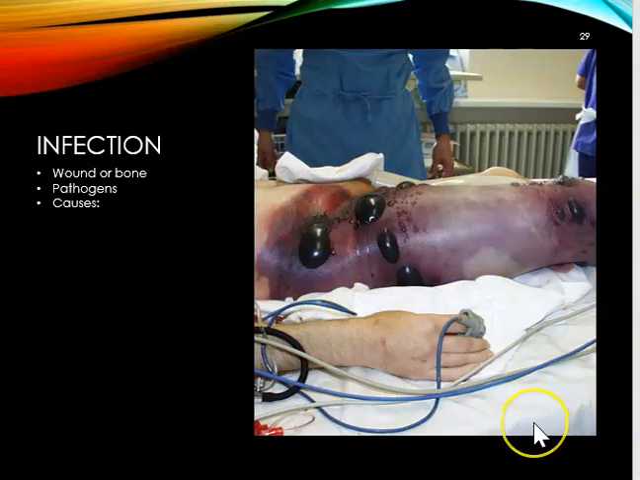So the pathogens are going to be carried in the blood from remote sites. They could have direct contamination, such as an open wound. Think about your patient with the fasciotomy that we looked at earlier. They could also be an extension from an adjacent soft tissue infection like cellulitis.